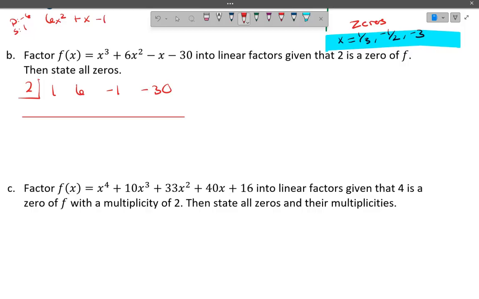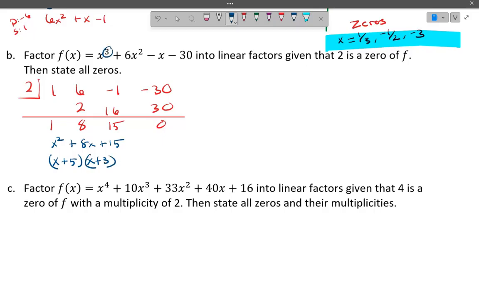So we got 1, so add, multiply, add, multiply, add, multiply, and we've got the remainder of 0. That's doing great. So we have x squared plus 8x plus 15. So now we just need to finish by factoring this. Product of 15, sum of 8, that's going to be 5 and 3. So we get x plus 5 and x plus 3.